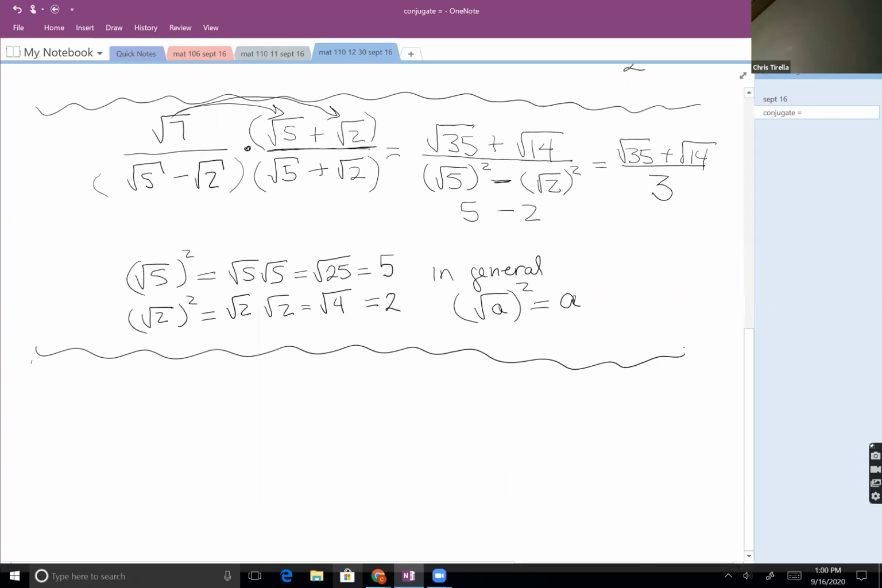But I look at 35 and that's 5 times 7. Neither of them are square. I look at 14 and it's 2 times 7 and neither of them are square. So I stopped there because I knew in advance it couldn't reduce. But if, instead of the square root of 35, that were, let's say, the square root of 32, then yes, you would have to reduce that.